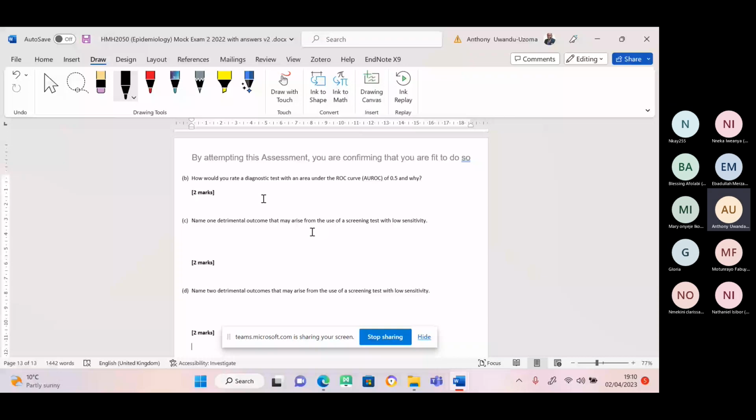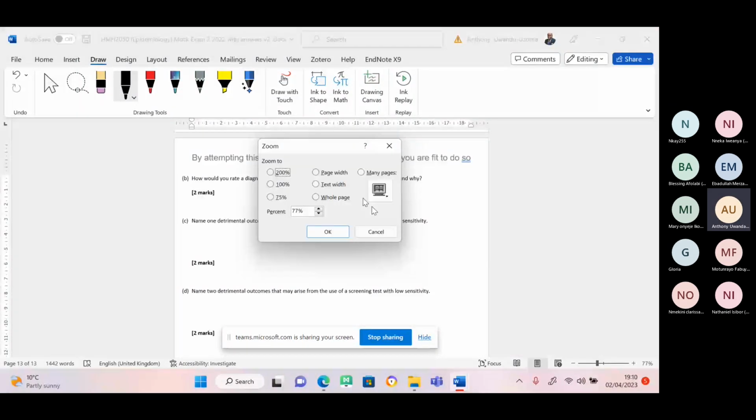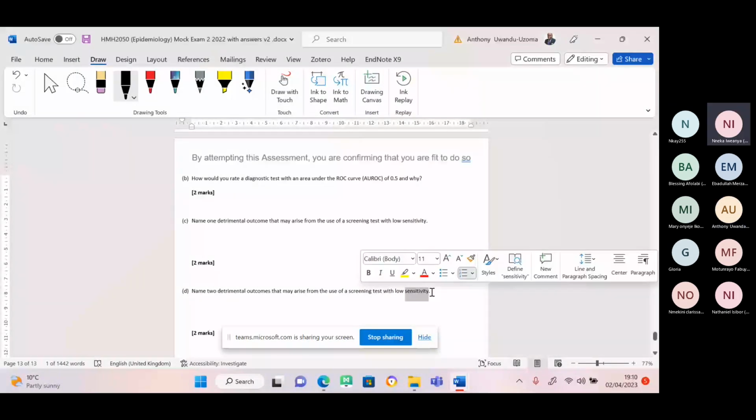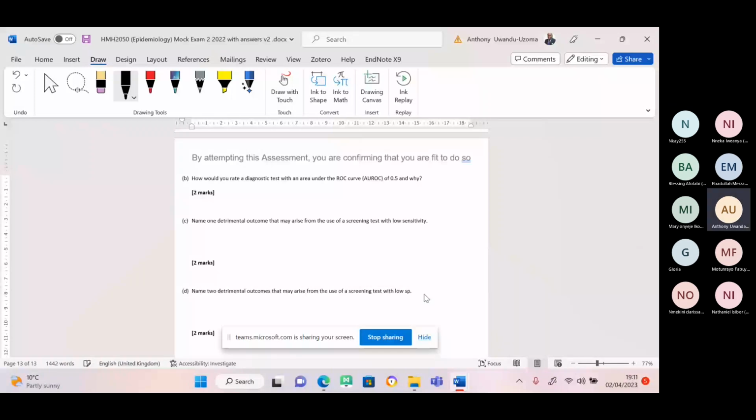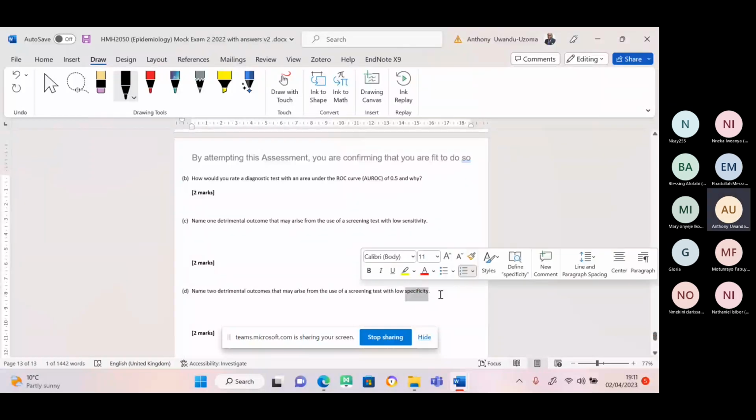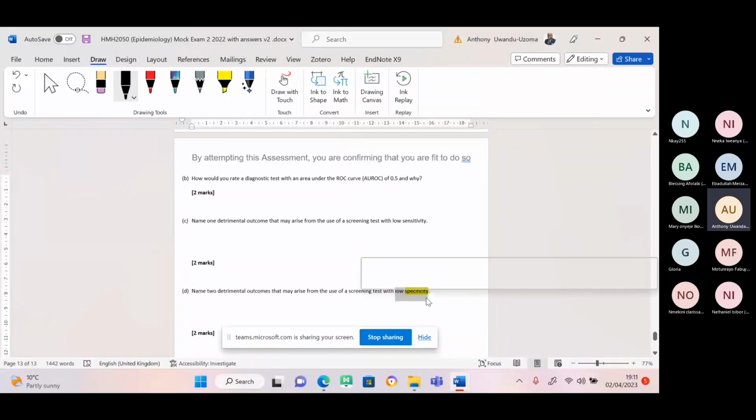So question number D. Name two detrimental outcomes of low... Oh, I think they made a mistake here. This should be low specificity, right? Because these and these are the same. So let me change this one to low specificity. So tell me what will happen when a test has a low specificity.